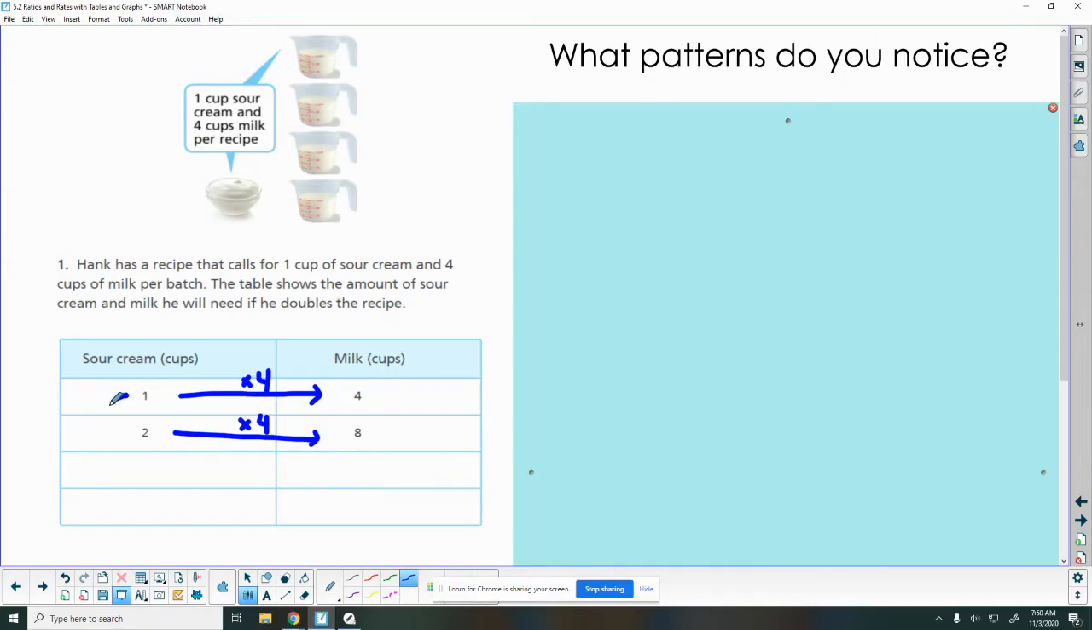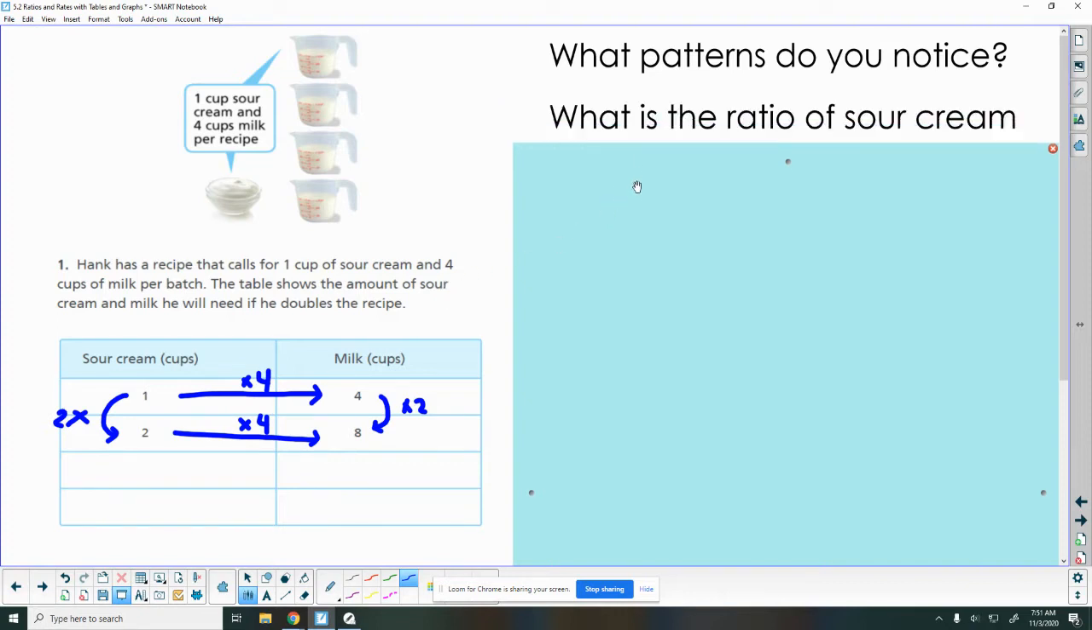I also noticed a pattern going down. To get here, I times by 2. 1 times 2 is 2. And I did the same thing over here. 4 times 2 is 8. So everything we're doing is going to follow a pattern when you have a constant rate.